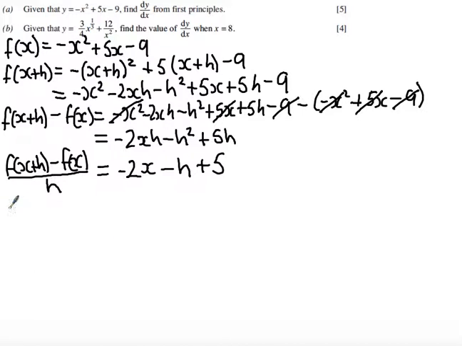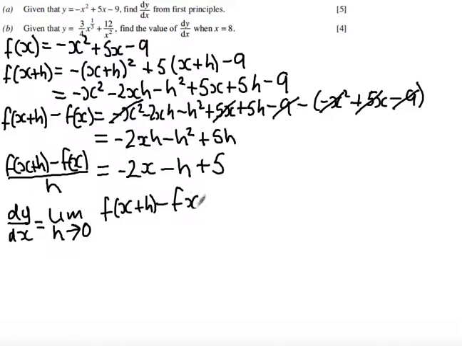The final step to get dy by dx. So dy by dx is equal to the limit as h tends to 0 of f of x plus h minus f of x, all over h, equal to, and then any term containing h here will go to 0, and so I get left with minus 2x plus 5.